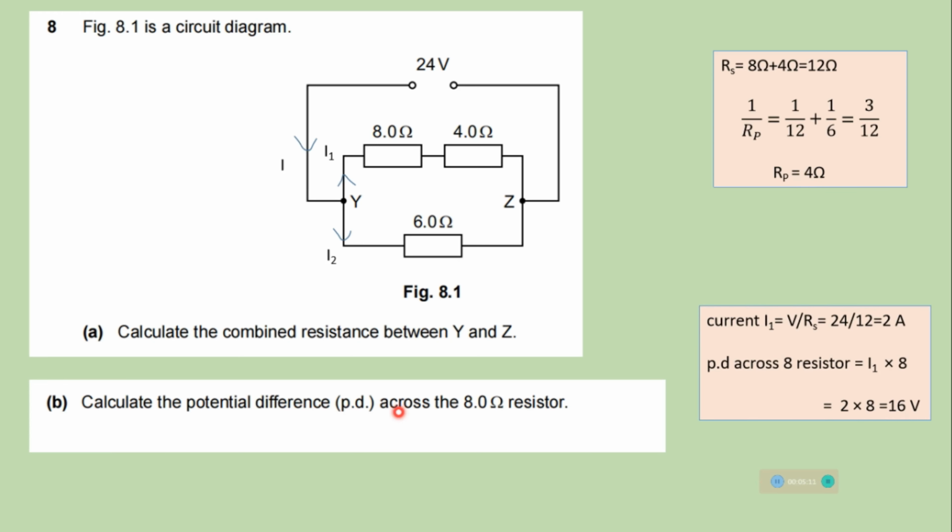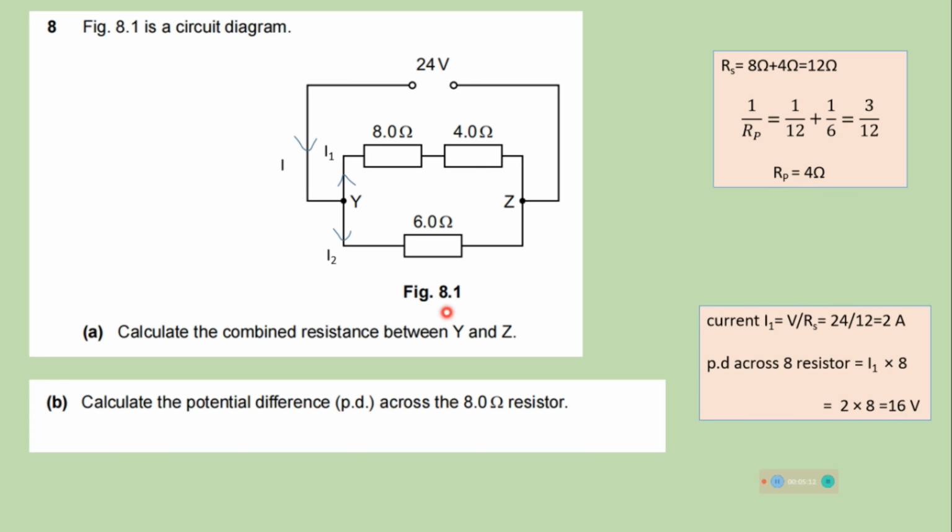Calculate the potential difference across the 8 ohm resistor. Now we can see that the combination of 8 ohm and 4 ohm is in series, and it is connected across YZ. So the potential difference across YZ is 24 volt. Since these two resistors are in series, the same current will pass through 8 ohm and 4 ohm. Let's say I1 current is passing through them. So we can calculate the value of I1.